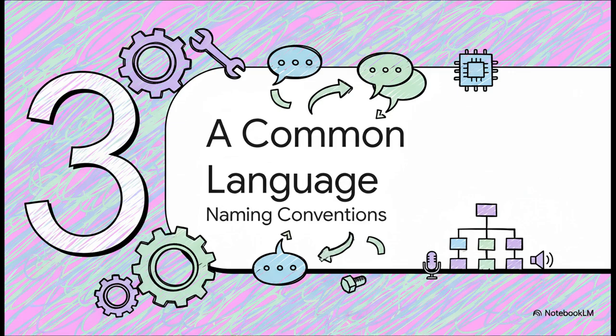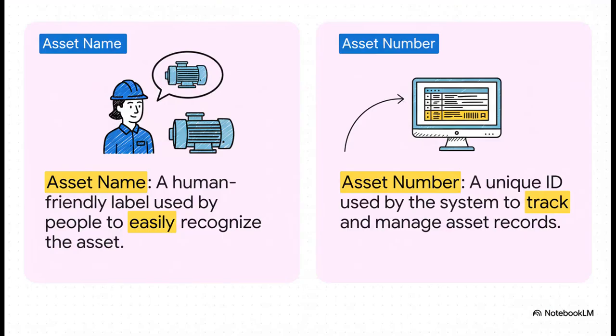But here's the thing, having a great structure is really only half the battle. To make it work, everyone in your organization has to be speaking the same language when they're talking about the assets inside that structure. And a huge part of that is understanding the difference between an asset's name and its number. The name, that's the human-friendly label, right? Main drive motor. It's so people can recognize it easily. The number, or the ID, that's the unique identifier that the computer system uses to track everything about that one specific motor.